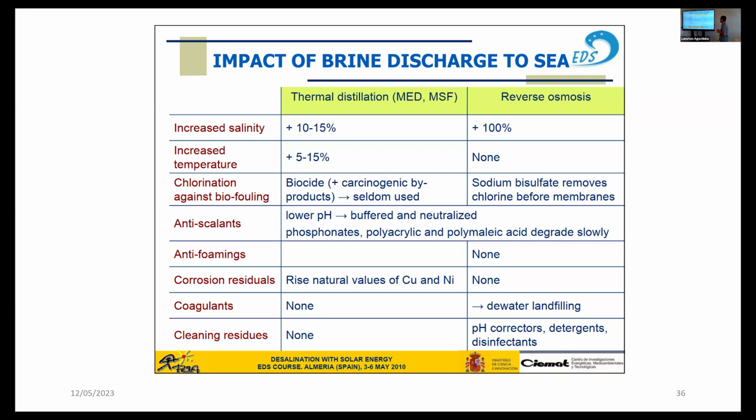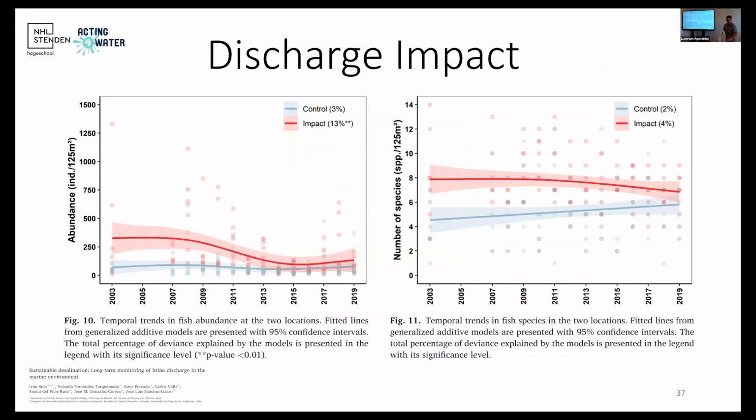Corrosion residuals, normally copper and nickel, come from the thermal desalination processes, which is not a problem for reverse osmosis. Coagulants are known for reverse osmosis, yes. If you have a deodorant feeling, you can remove it, and cleaning residues as well. Mainly for reverse osmosis, they are pH correctors, detergents, and disinfectants.